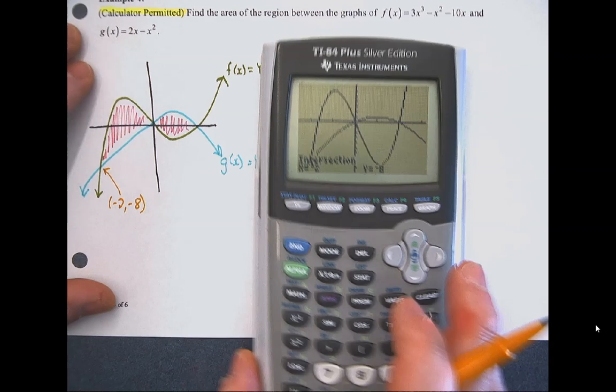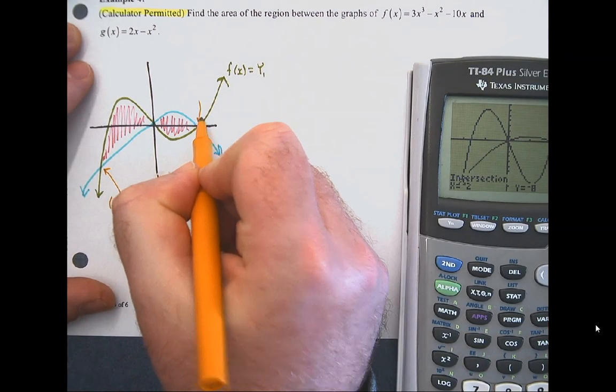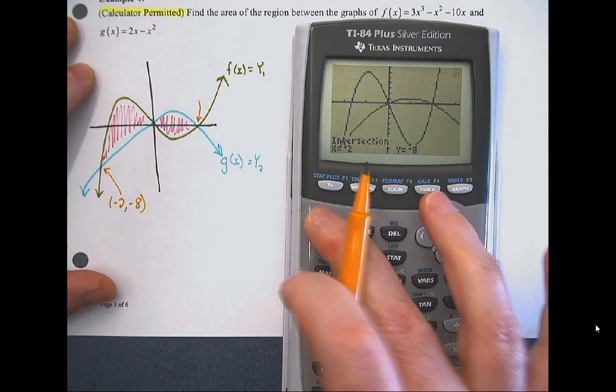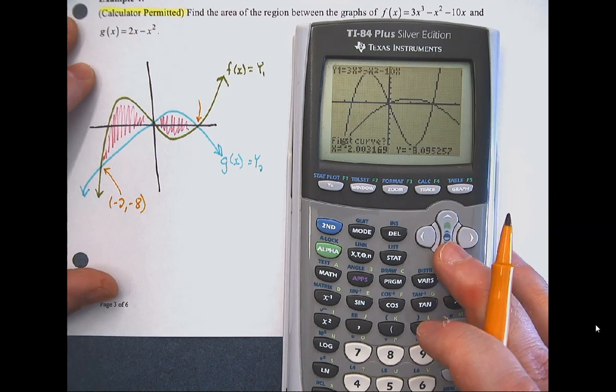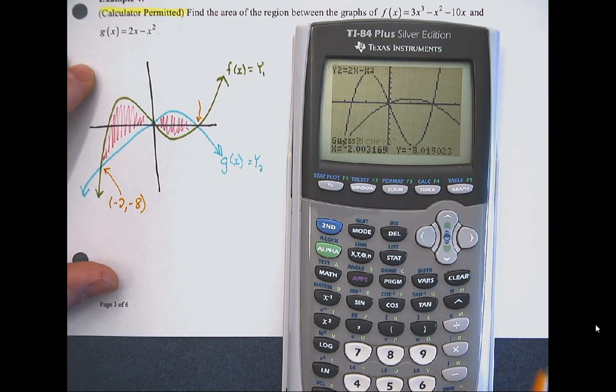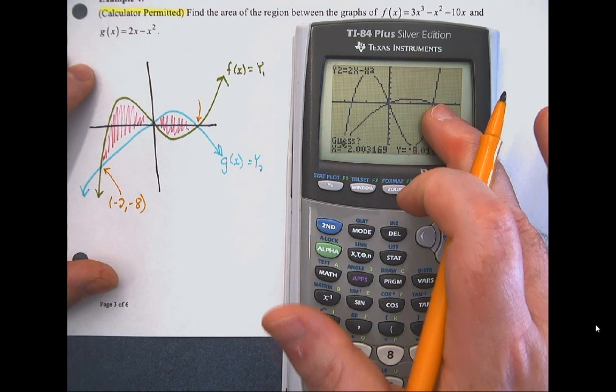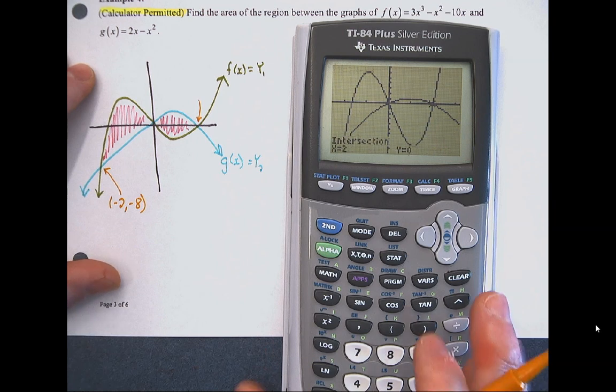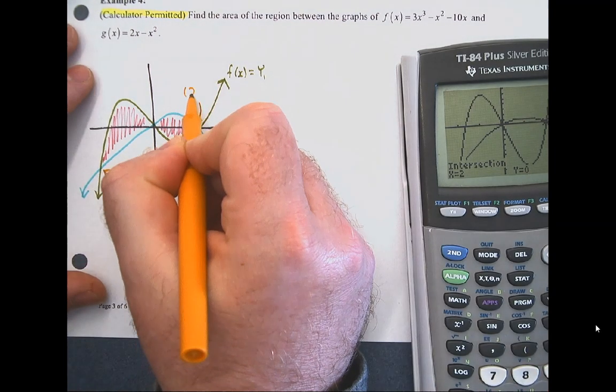Let's find our other intersection. Our other intersection, second calc intersect. Enter, enter. And then once it gets to guess, I think that's going to be at 2. Yep, it's at 2 comma 0.